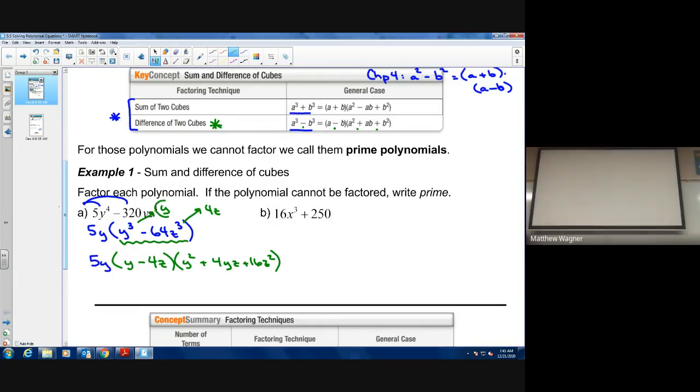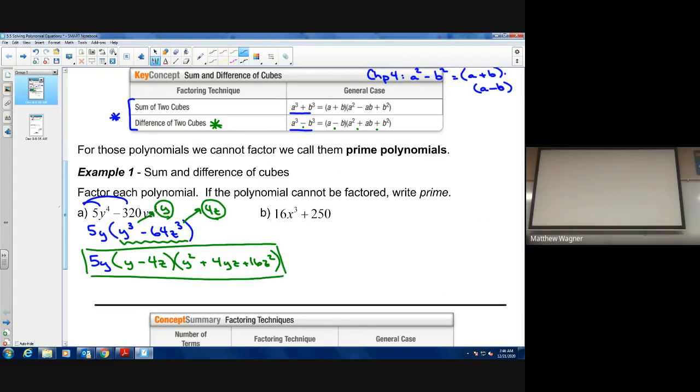Your a, in this case, is y. Your b is 4z, not negative 4z. We have that subtraction sign, so I'm going to use it. If you wanted to change it to adding the opposite, then you could use the sum pattern. But I'm using the difference pattern, so my signs stay the same. And that is how we factor the expression.